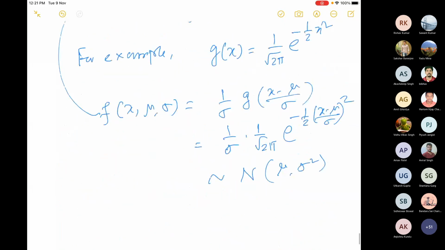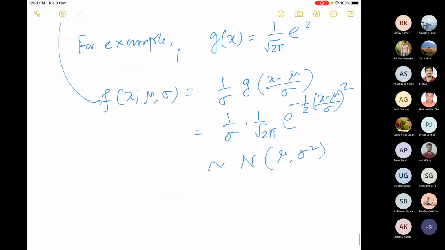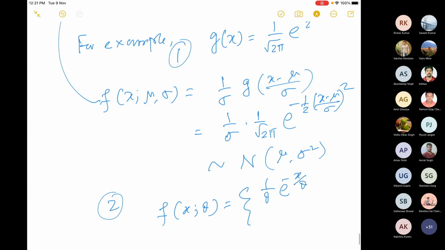Okay, and we can give another example. Let me just say, because this PDF we also talked about in many cases, let's say this is 1 by theta. Can anybody tell me what is the name of this distribution?